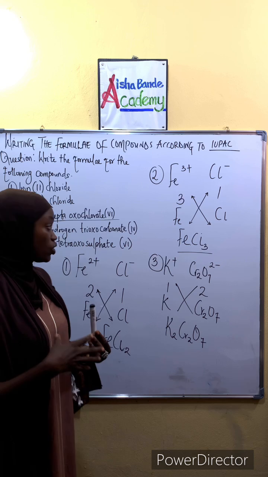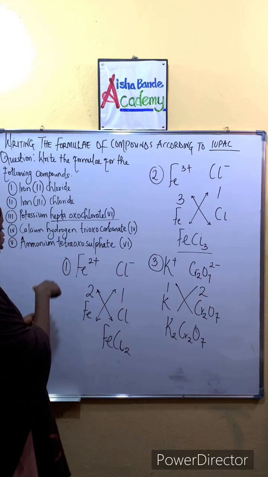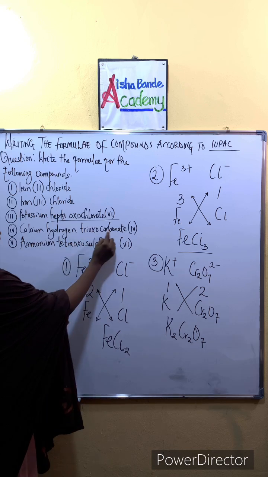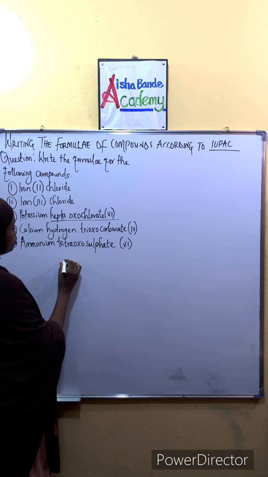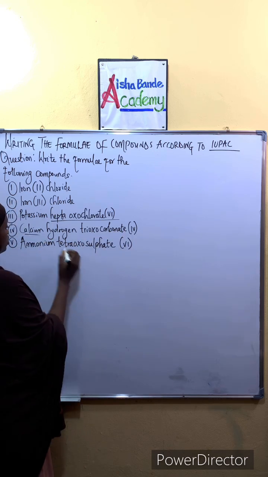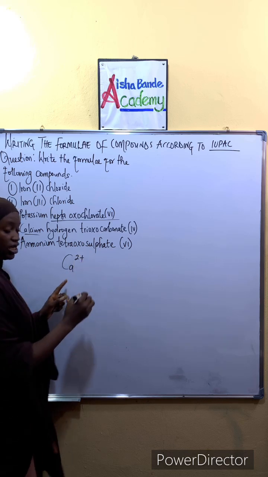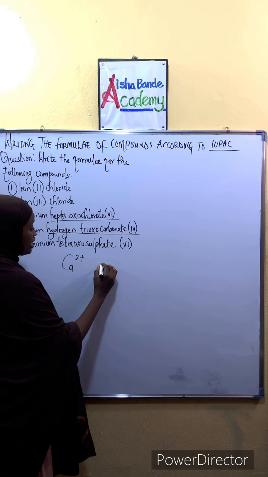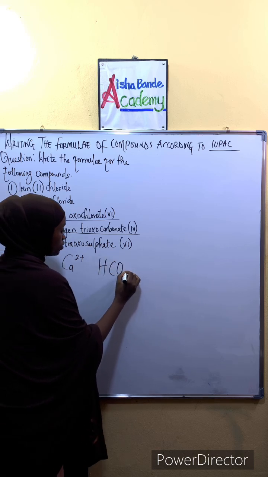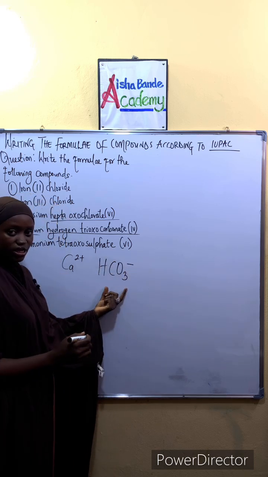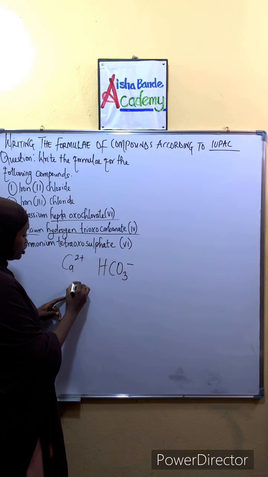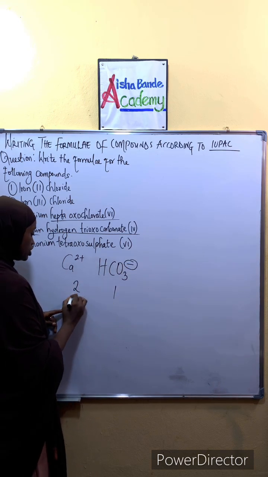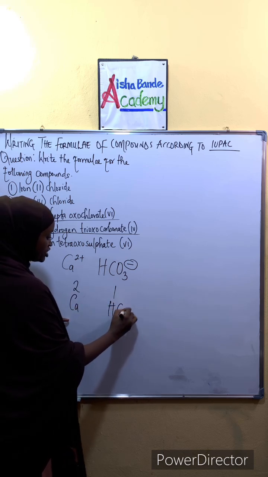So let's move on to the next one, which is question 4. It says we should write the formula for calcium hydrogen trioxocarbonate 4. So this is going to be calcium. So calcium is Ca2 plus, okay? So this hydrogen trioxocarbonate is a radical, which is HCO3 minus. So the charge for calcium here is 2, while the charge here is 1, okay? So this is for calcium, while this is for HCO3.